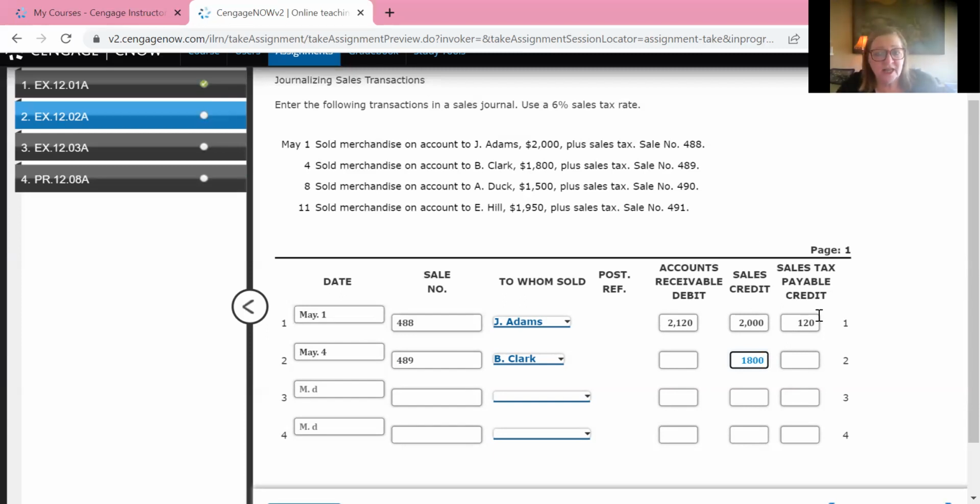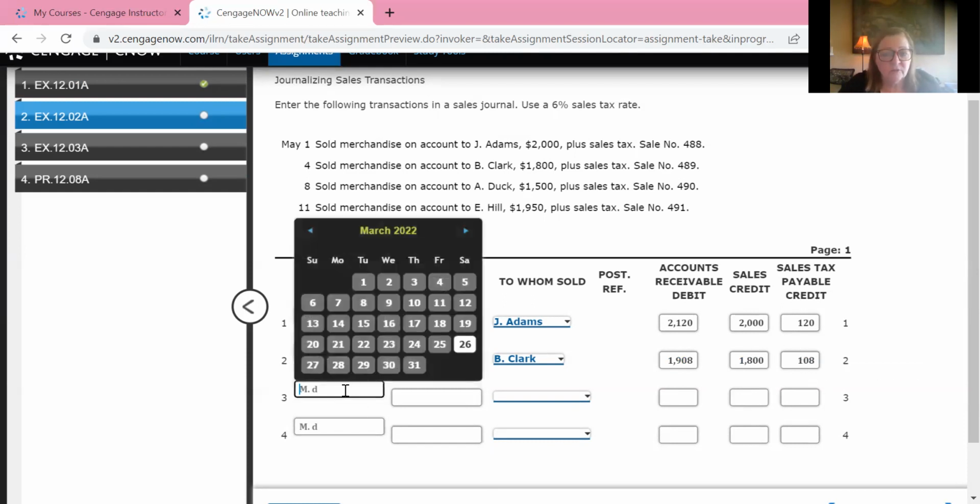So we'll put them in those same columns. So 1,800 times 6%, I calculate it to be 108. So 1,908 is the total the customer is going to owe us. It's just the total of the sales and the sales tax. And then the third transaction is on May the 4th. It's May the 4th, right? They're all in May. Not May the 4th, May the 8th.